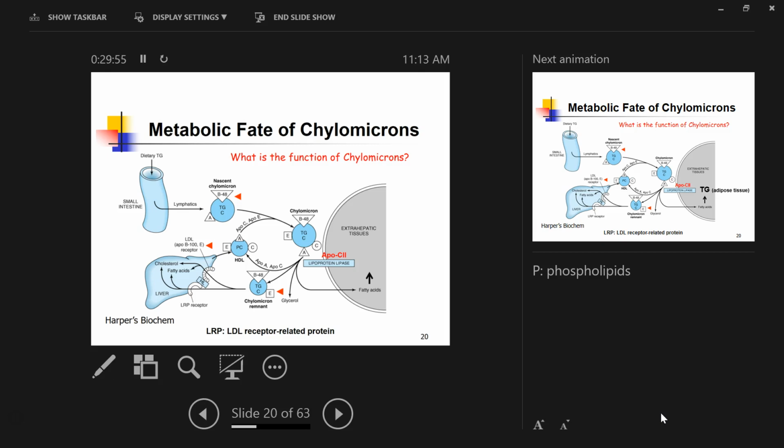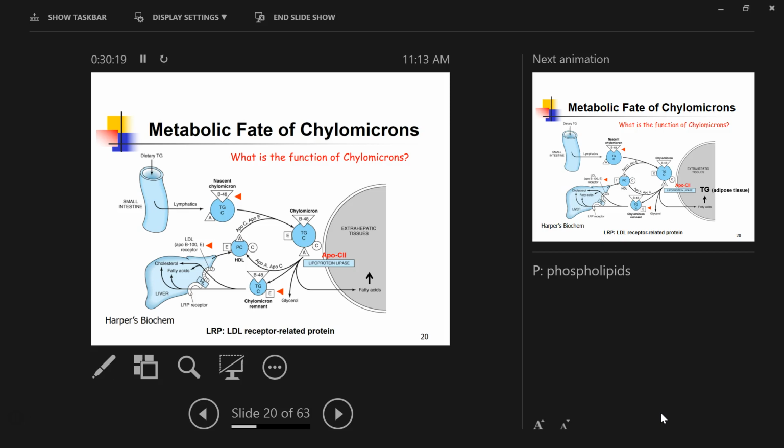Now let's talk about the metabolic fate of chylomicrons. So how is chylomicron metabolized? How does chylomicron do its function? In general, chylomicron transports triglyceride, again, from small intestine to fat tissue.